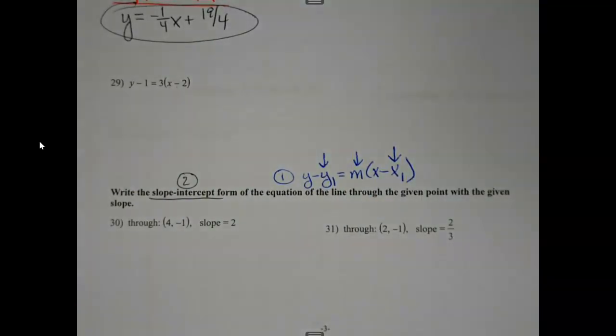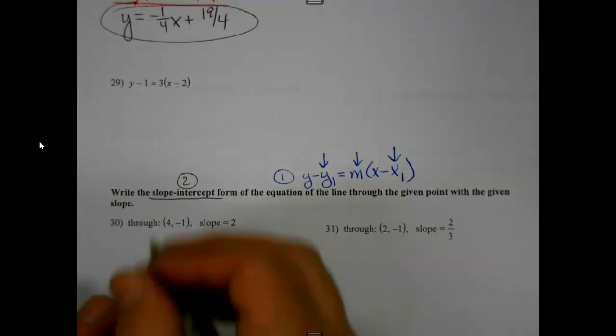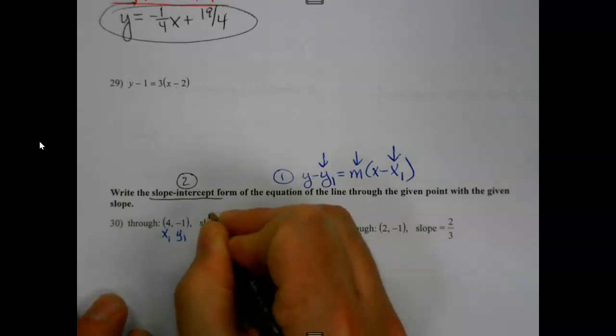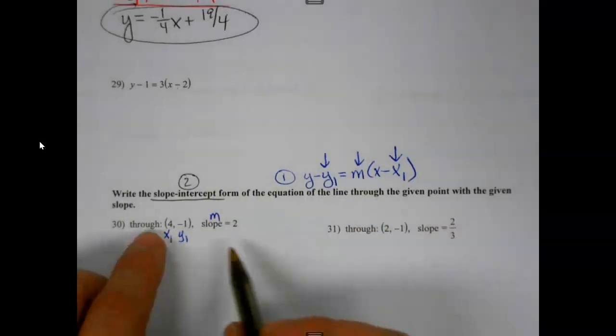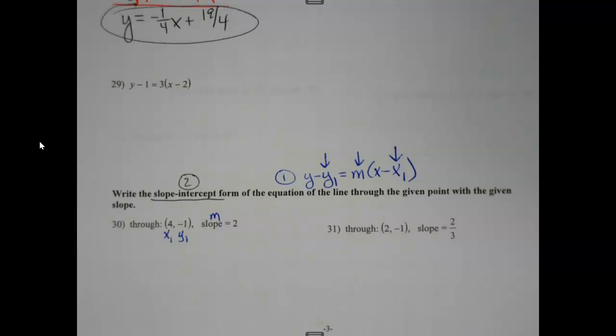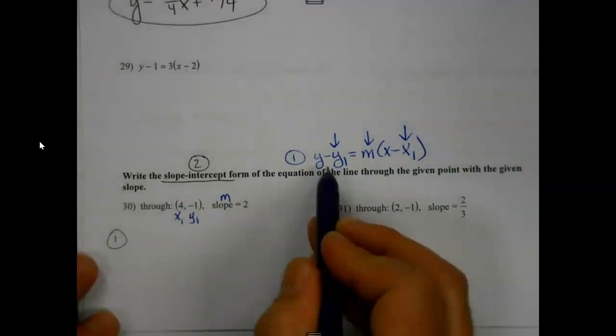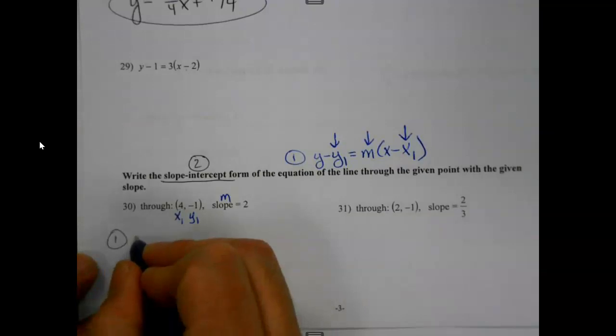So step 1 is going to be plugging in to point slope. But here's the good news. I already have x1, y1, and m. I already have the 3 points I need. I don't have to calculate anything. I don't have to find anything. All I have to do is start plugging these values in.